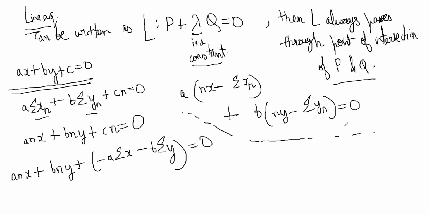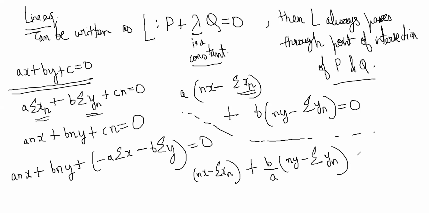You're getting something like this. Now here, if you notice, these are constants, right? These are fixed points, no? So x1, x2, xn are fixed points, so that is a number basically, right? Now if I divide by a throughout, you get nx minus delta xn plus b by a ny minus delta yn is equal to 0.